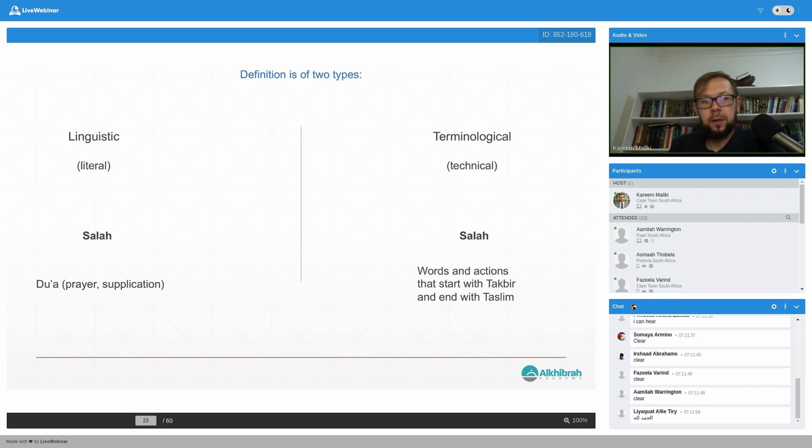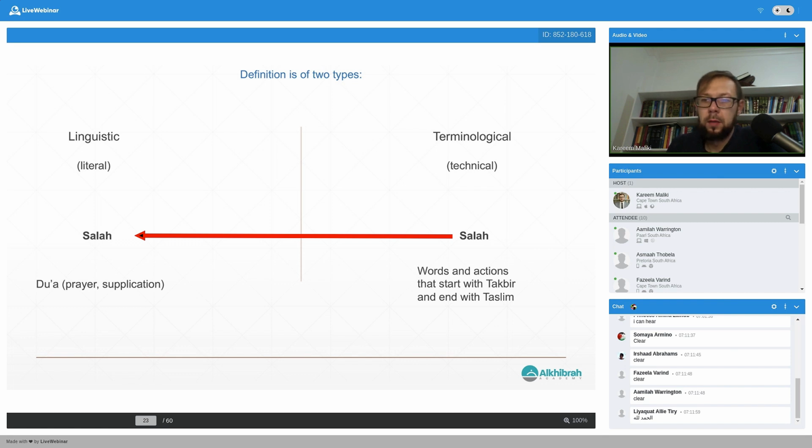Now, if someone asks us, why is salah called this way? Well, linguistic meaning allows us to make better sense of the essence of salah, because the whole thing in salah, at its core, is dua. Because you'll say, but how is it dua? What about, for example, the recitation of Surah Fatiha?